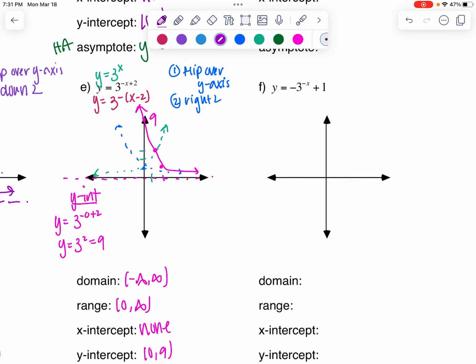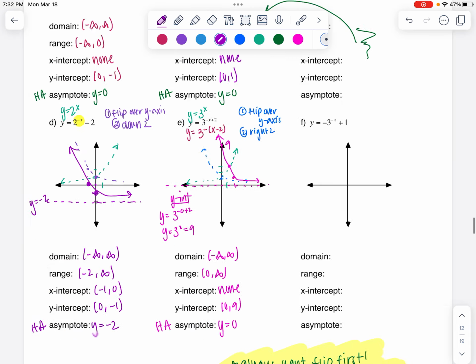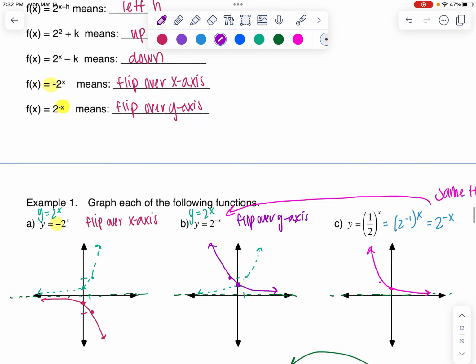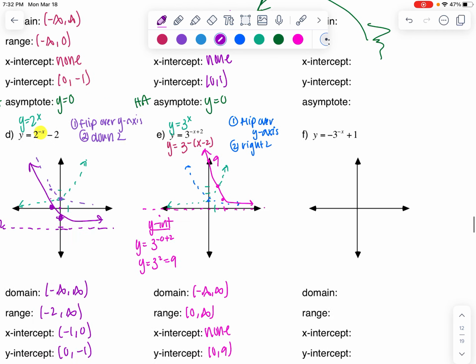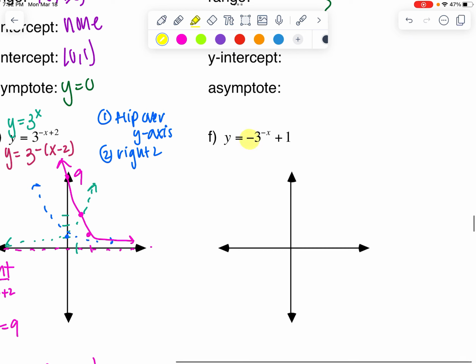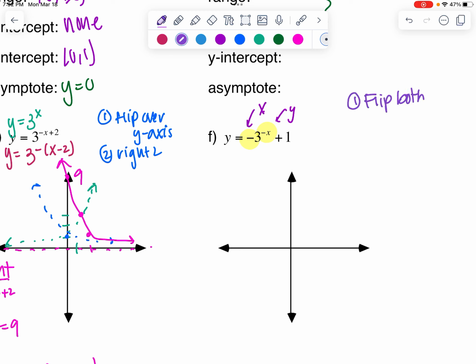All right, we've got multiple things going on right here. So we set up here that if it is not attached to the x, we're flipping over the x-axis. So this first negative is flipping over the x. And then this one that is attached to the x is actually going to be flipping over the y. So in this case, we are going to flip both. And then we are going to go up 1. It looks like our parent function is still y is equal to 3 to the x power.